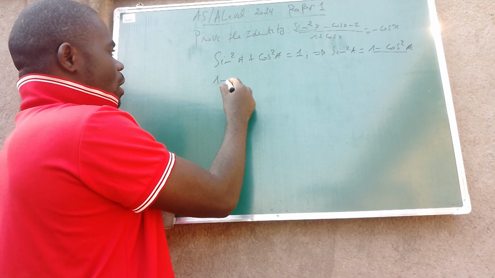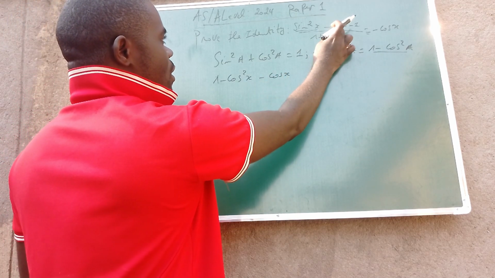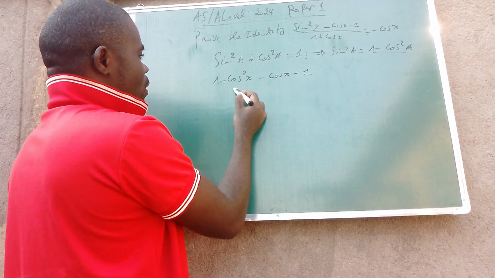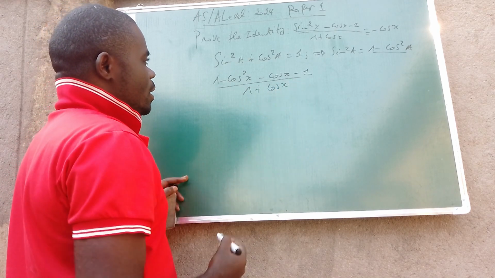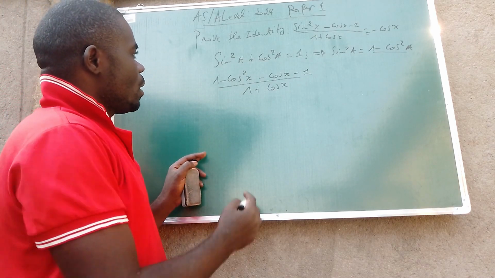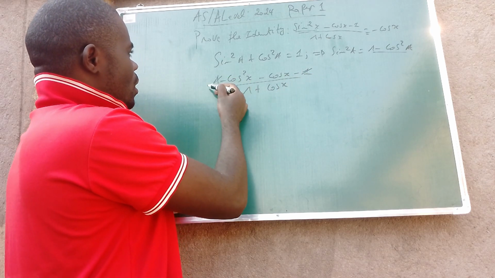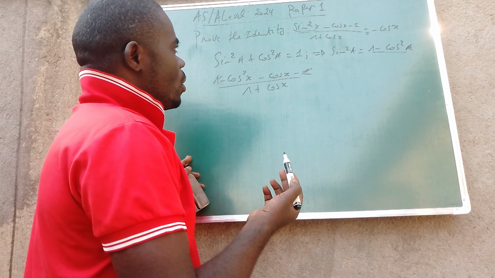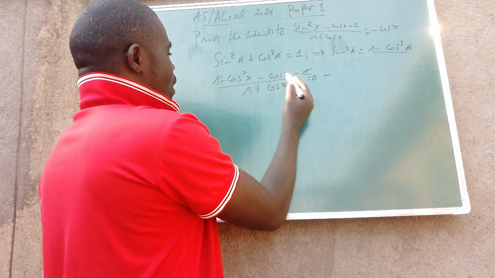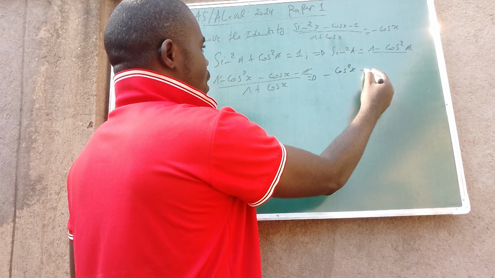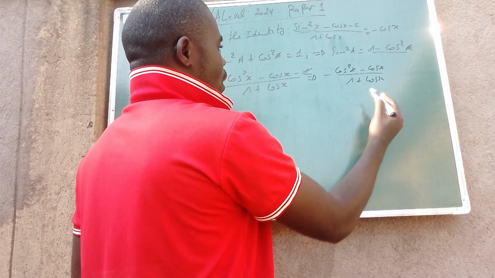We have 1 minus cosine square of x, minus cosine of x, then minus 1, divided by 1 plus cosine of x. When we combine like terms, automatically we see that this one and this one will simplify. What do we remain with? We remain with the negative cosine square of x, minus cosine of x, divided by 1 plus cosine of x.